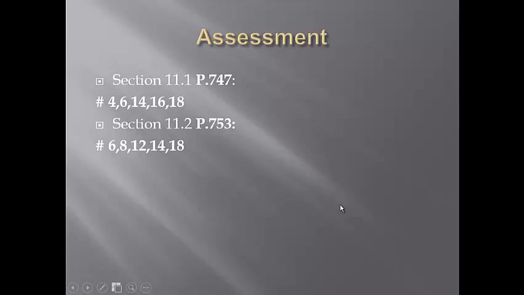By the way, this is your assessment that you have to do. So you have to do 11.1, page 747, problems 4, 6, 14, 16, 18, and section 11.2, page 753, problems 6, 8, 12, 14, 18.